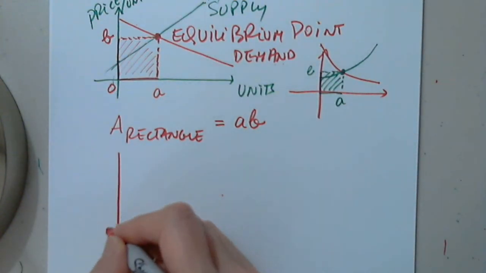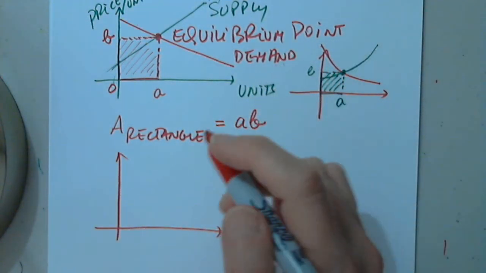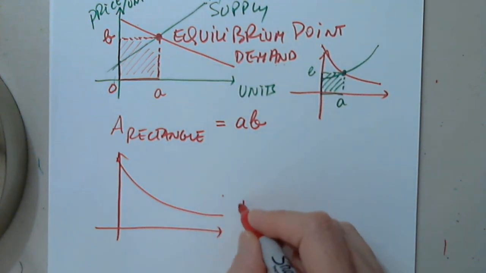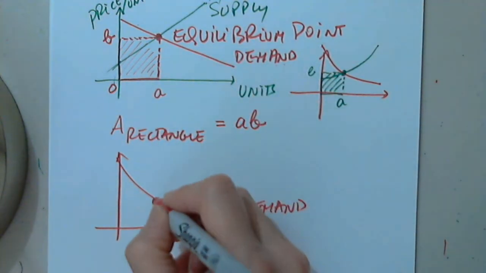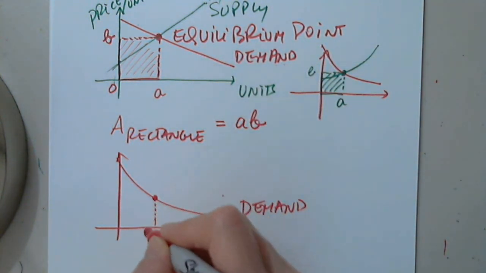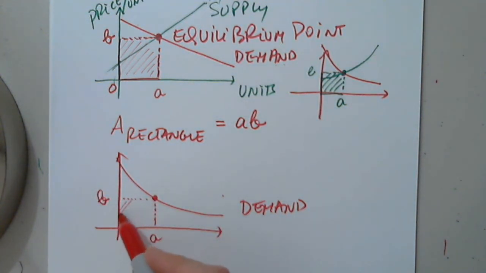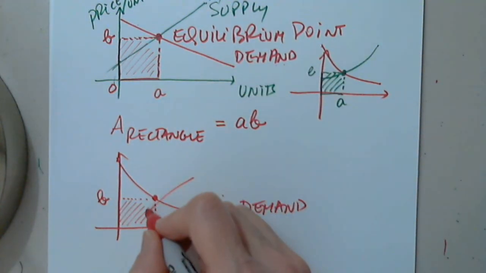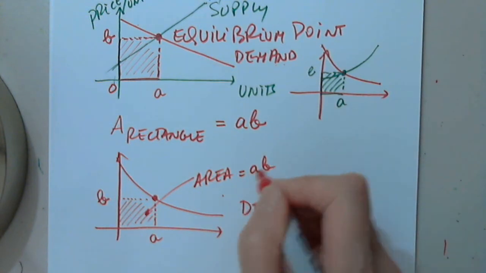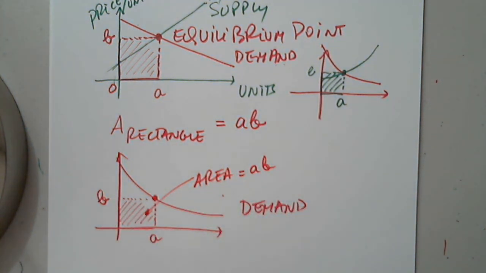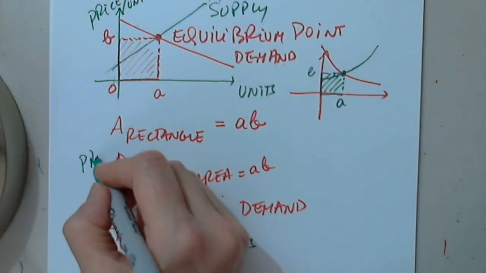Okay, so let's go back for a moment. On this graph, just picture the demand. So let's say this is the demand function. And for any particular point, let's say for this point, I have my A, I have my B. This is the area of the rectangle. This area is A times B, base times height. So this is units. This is price per unit.